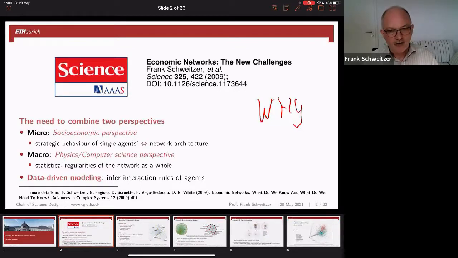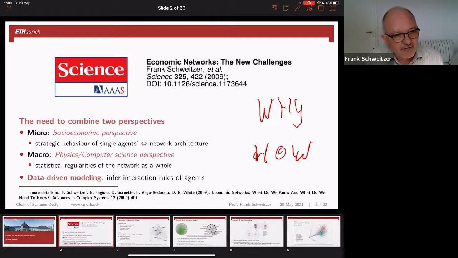Whereas computer scientists or data scientists ask the how question. So how do firms collaborate? What type of network structures do we see if we look into large-scale data sets? And we try in our group to bring these 2 perspectives together. We have data on the one side that we analyze, and we think of strategic interactions of firms on the other side.